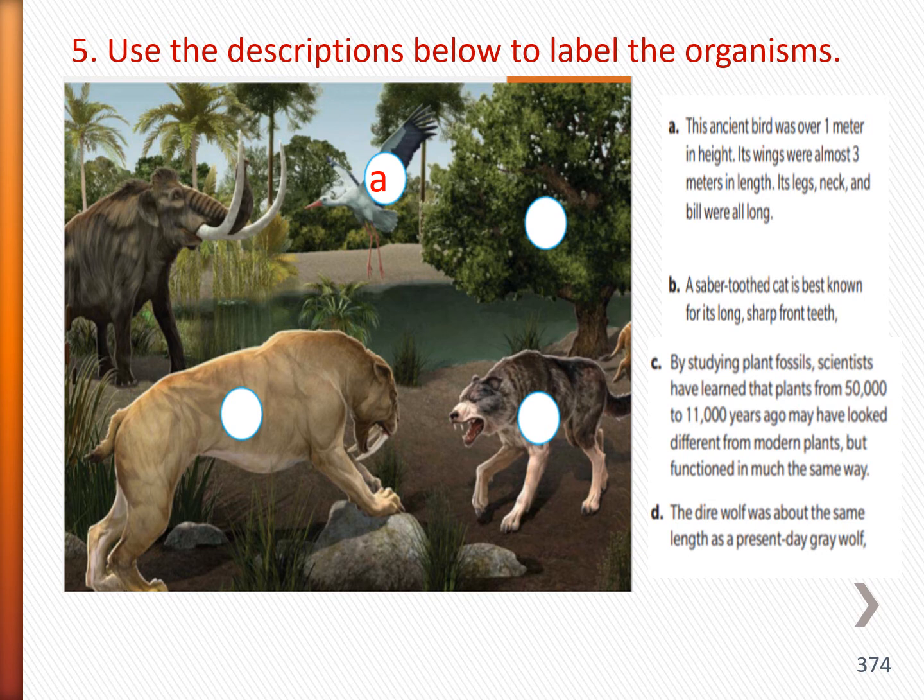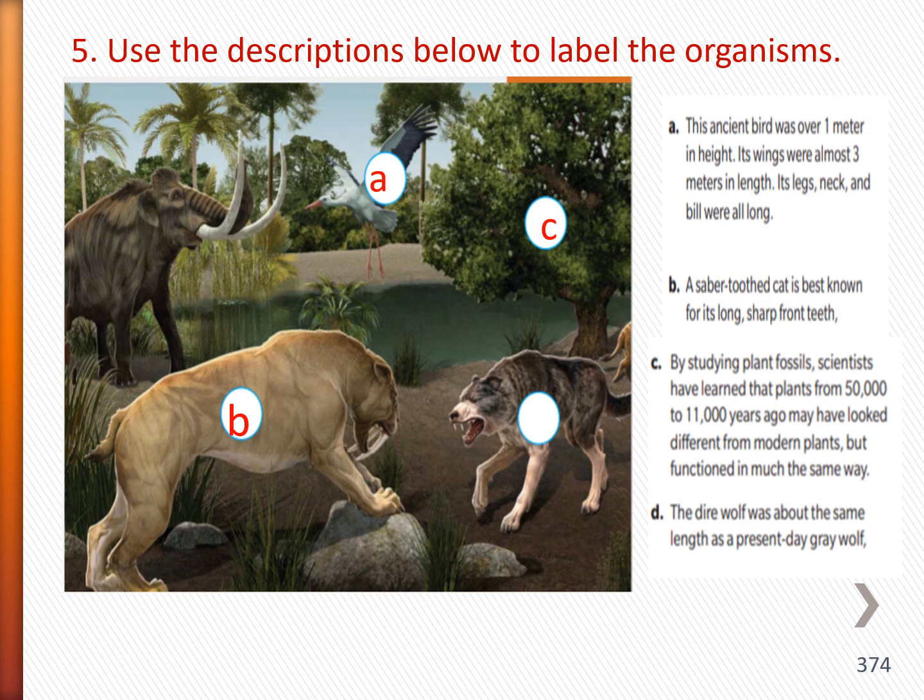Let's go to B. A saber-toothed cat is best known for its long, sharp front teeth. Where do you see sharp front teeth? Excellent. This is the saber-toothed cat. Now, C. By studying plant fossils, scientists have learned that plants from 50,000 to 11,000 years ago may have looked different from modern plants, but functioned in much the same way. Very good. This is C.